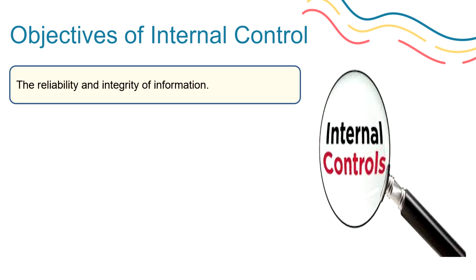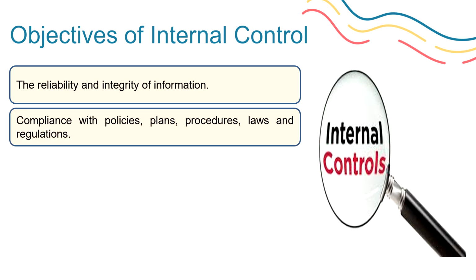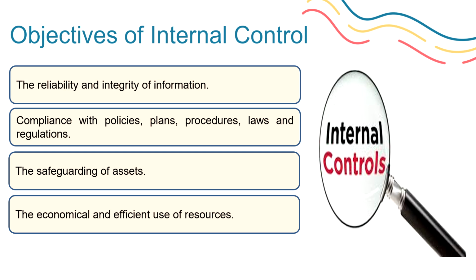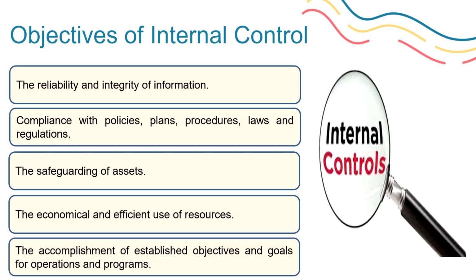The reliability and integrity of information, compliance with policies, plans, procedures, laws, and regulation, the safeguarding of assets, the economical and efficient use of resources, and the accomplishment of established objectives and goals for operation and programs are the objectives of internal control.